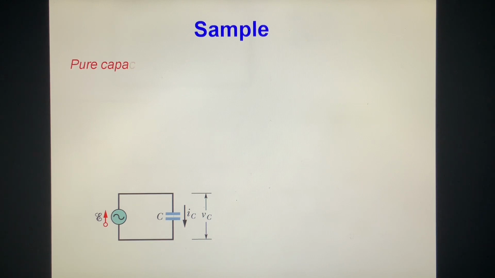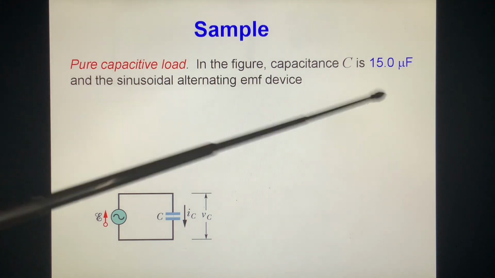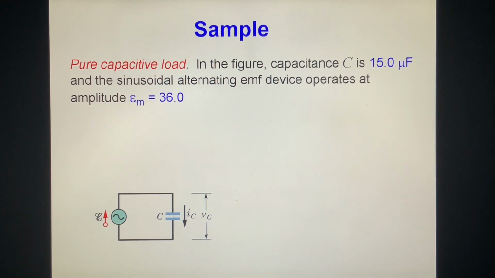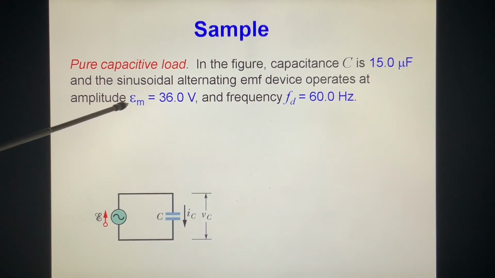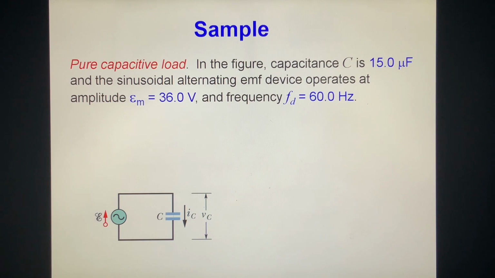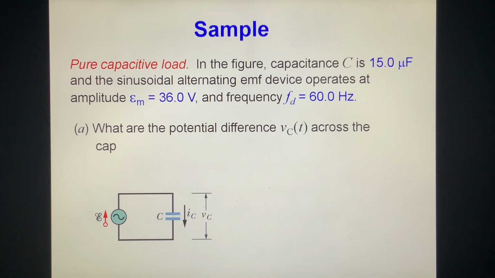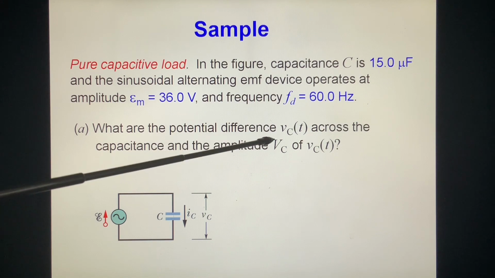Sample: pure capacitive load. In the figure, capacitance C is 15.0 microfarad. The sinusoidal alternating electromotive force device operates at amplitude E maximum 36.0 volt and the frequency fd 60.0 hertz. Question A. What are the potential difference VC across the capacitor and the amplitude big VC of VC?